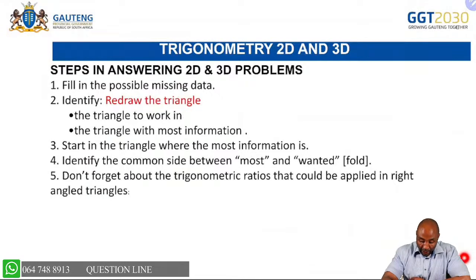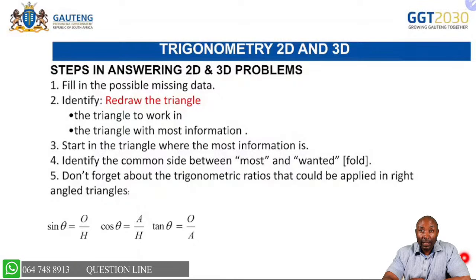Do not forget the trigonometric ratios that we started with. We know that sine theta is opposite over hypotenuse if it's a right angled triangle, cos theta is adjacent over hypotenuse and tan theta is opposite over adjacent.